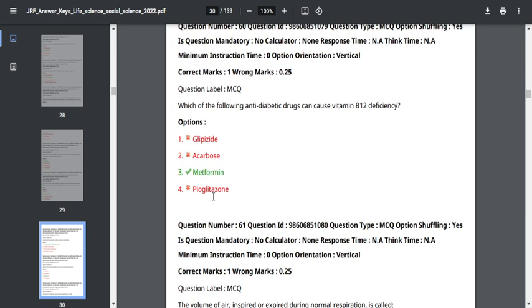Next, which of the following anti-diabetic drugs can cause vitamin B12 deficiency? The correct answer is metformin. Metformin is a drug suggested for type 2 diabetic patients. A recent research study conducted at a university found that people taking metformin have a vitamin B12 deficiency, and those who are deficient in vitamin B12 have a high risk of nerve damage and brain disorders.